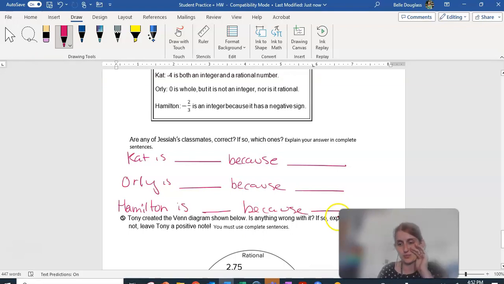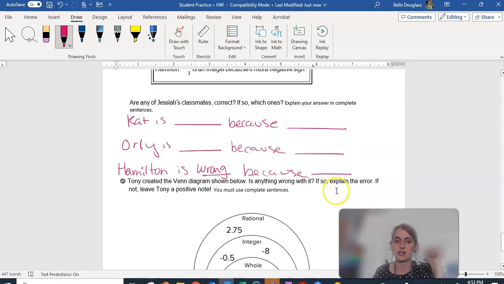Now, I already told one of my classes that Hamilton is wrong, so I'll tell everybody Hamilton is wrong. Because integers just don't mean any old negative number. Yes, integers can be negative, but integers cannot be fractions. So that would be my because statement. Integers can't be fractions.